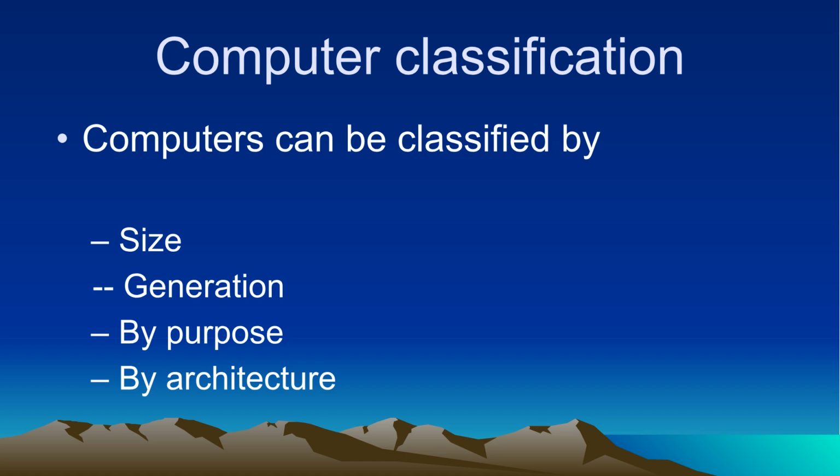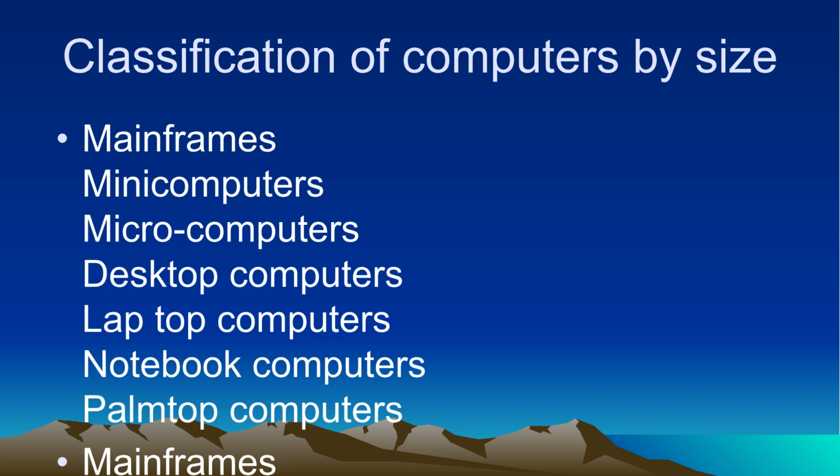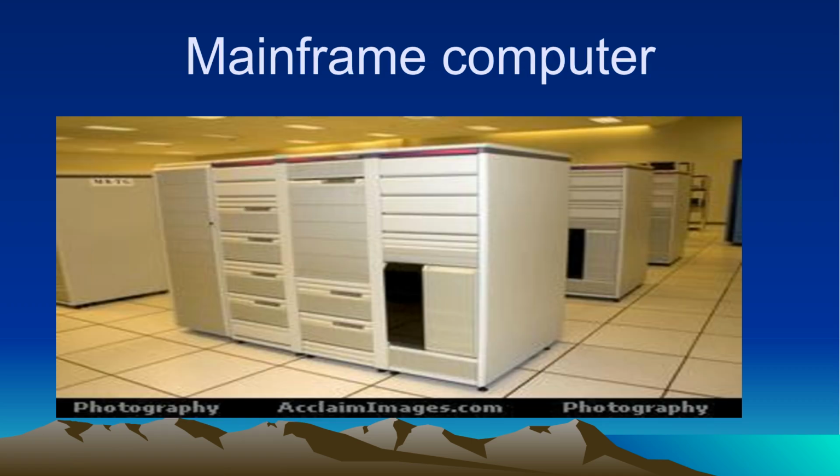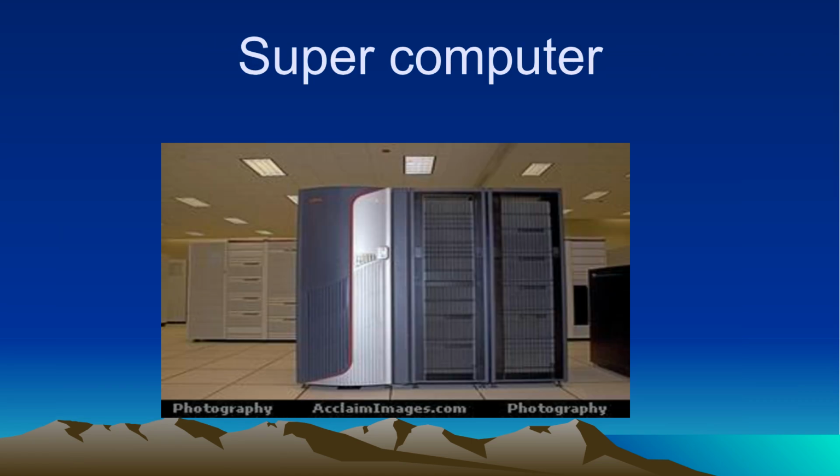Computers can be classified in multiple ways: by size, generation, purpose, and architecture. Classification by size includes mainframes, mini-computers, and microcomputers, which further break down into desktop, laptop, notebook, and palm-top computers. Mainframe computers are powerful systems used primarily by large organizations for critical applications. Supercomputers are the fastest and most powerful computers used for intensive computational tasks.